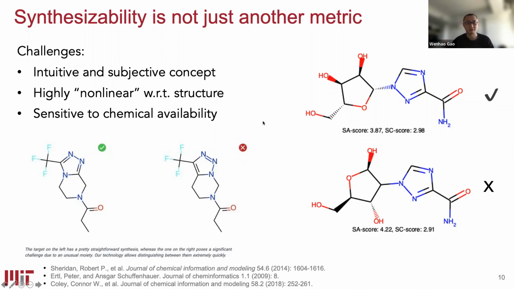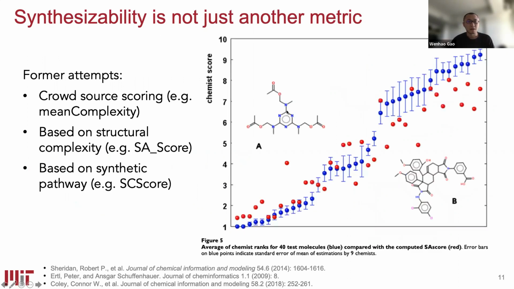So a very complicated structure may be easily obtained from a reaction with a natural product as a precursor. And formal attempts include three classes. First is cross-site scoring, which is just having a group of experts score the molecule, because it is an intuitive and subjective concept. And the second is based on structure complexity, such as the SA score, which is widely used. The SA score just uses the substructure frequency of occurrence as a measurement of synthetic accessibility.